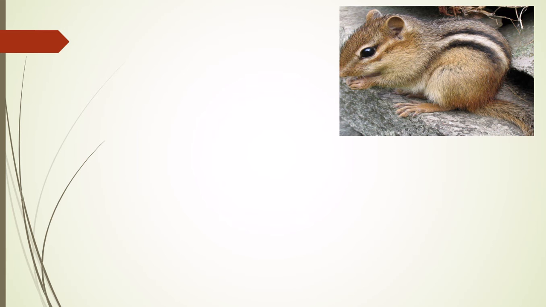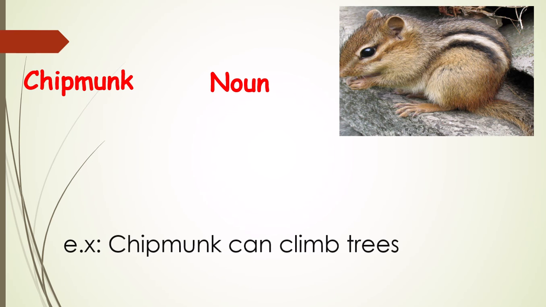Okay. What is this? Another animal I can see. Is it a squirrel again? No. This is what? This is a chipmunk. This animal, its name is chipmunk. Chipmunk, it's a noun. It's a name of an animal. Let's see the example. Chipmunks can climb trees.